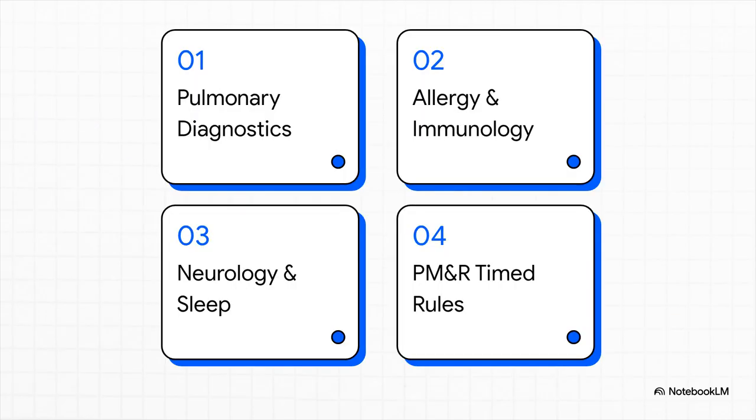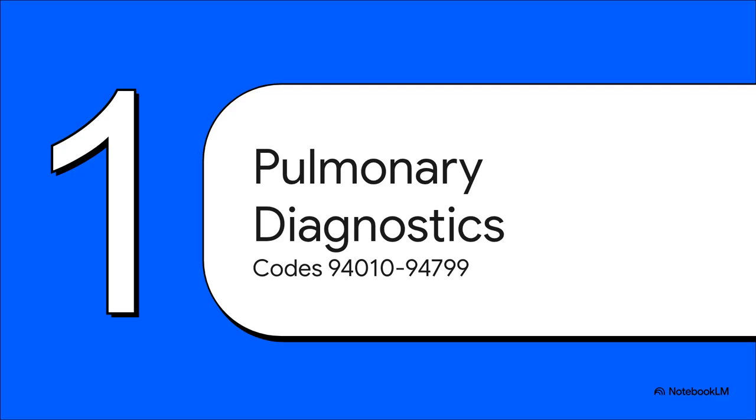Here is our agenda for today. We're systematically locking down the coding rules for pulmonary diagnostics, allergy in immunology, neurology and sleep, and finally, PM&R timed rules. Section 1. Pulmonary Diagnostic Testing, codes 94010 through 94799. Let's master these non-invasive tests.